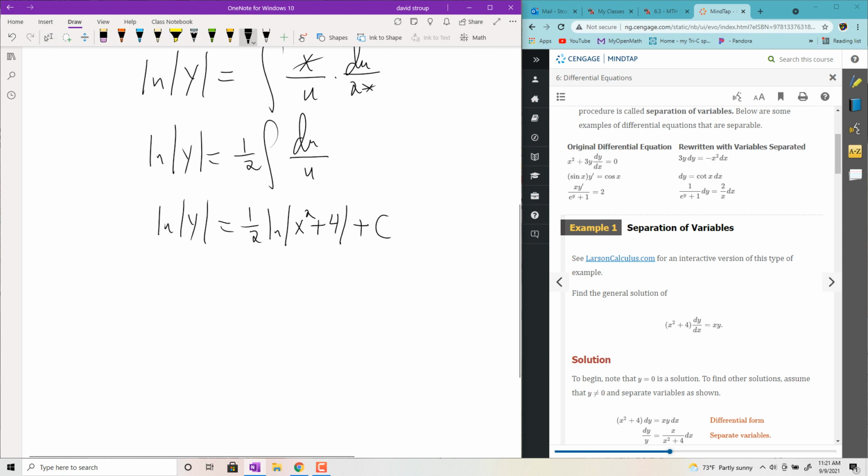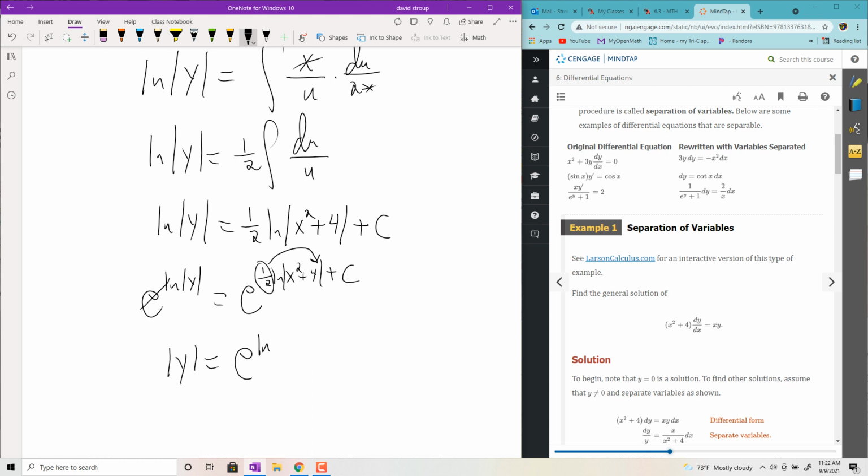I'm going to exponentiate both sides because I want an explicit solution. So I want y equals something, usually. Sometimes, as we maybe discussed before, implicit solutions are fine, but here you can get the explicit. So exponentiate both sides. On the left here, the exponential and the logs will cancel, and you just have absolute value y. On the right, you can't get a cancellation in this e to the 1/2 ln of x squared plus 4. You need to literally move that exponent inside the ln.